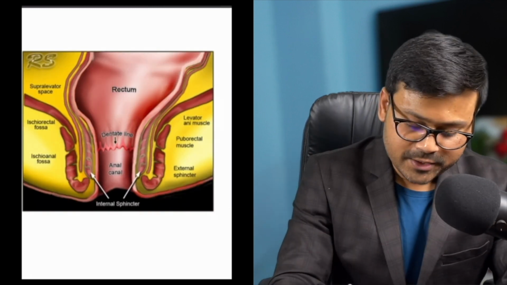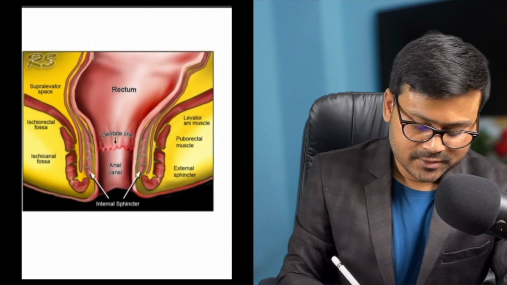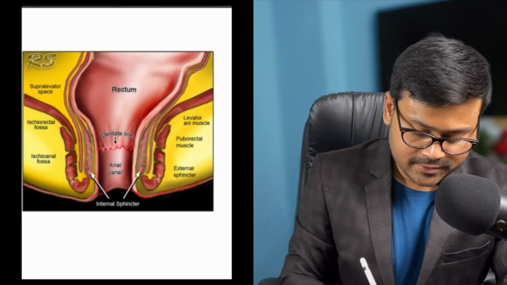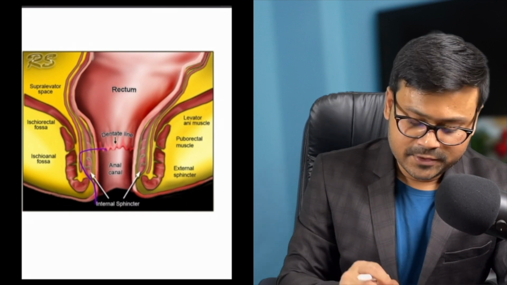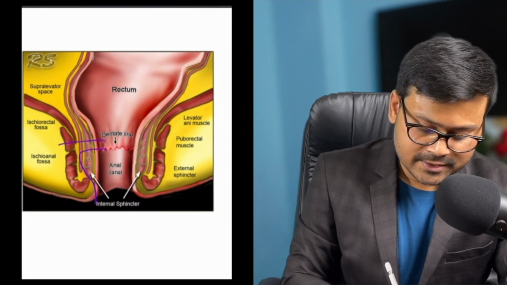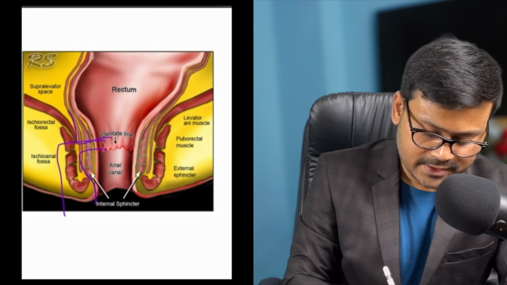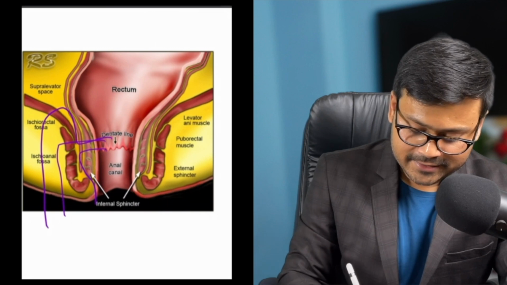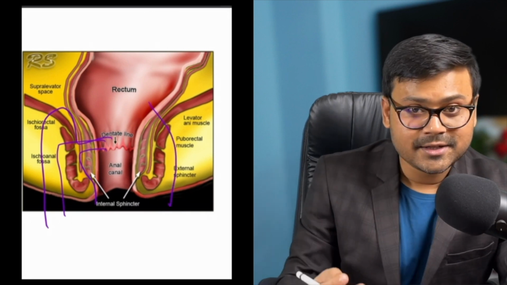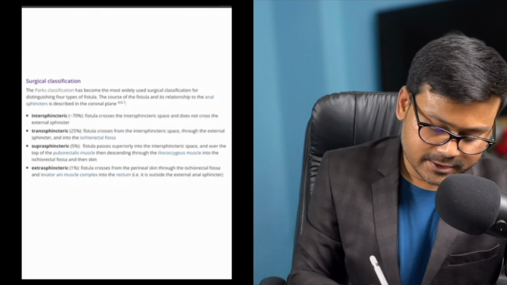This is a fresh image. We will try to draw the same 4 types of fistulas again in short, so revision will also be done. So this is intersphincteric fistula, this is transsphincteric fistula, this is suprasphincteric fistula, and this is extrasphincteric fistula. All clear? So this is the Parkes classification.